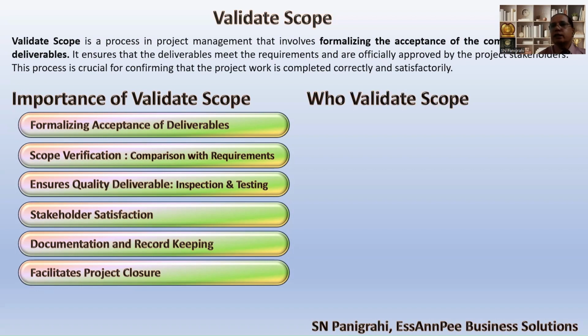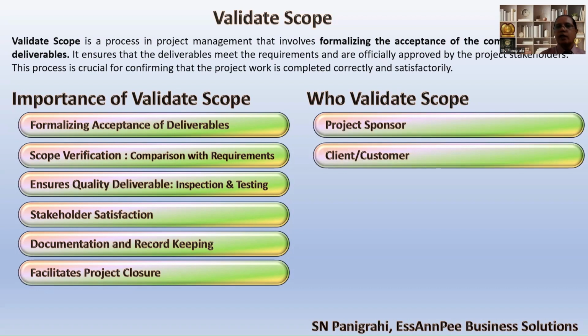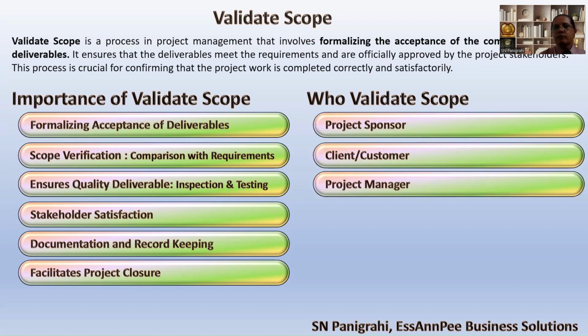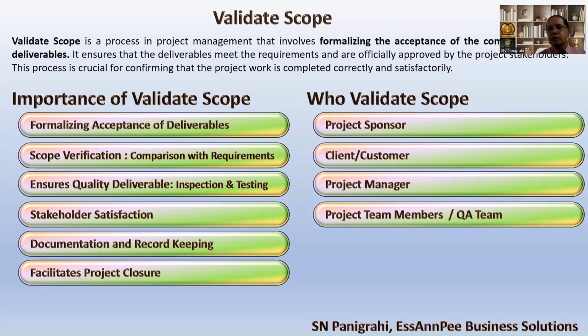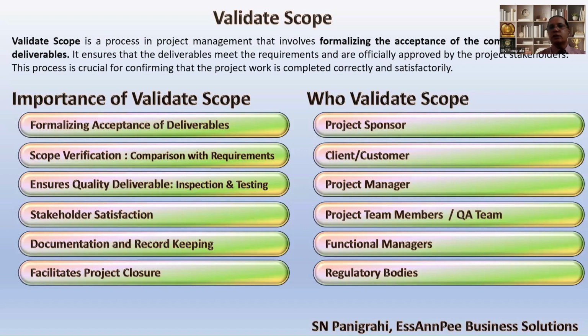Then who will validate the scope? For example, the sponsor, the client or customer, the project manager or the project team members, the quality assurance team, the functional managers, and the regulating bodies. These are the authorities who generally validate the scope.